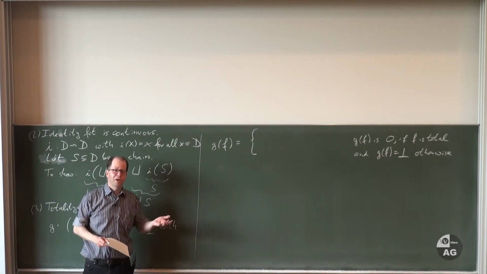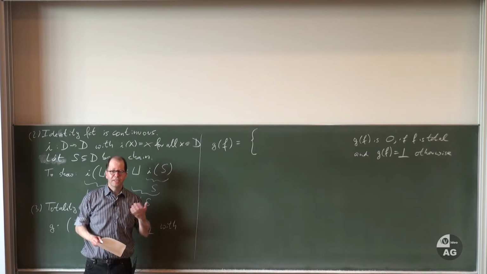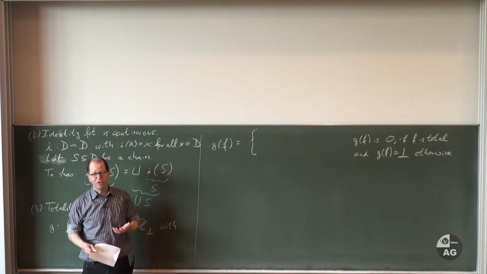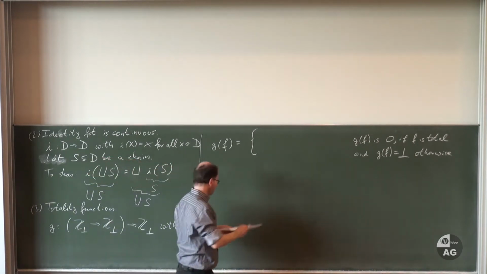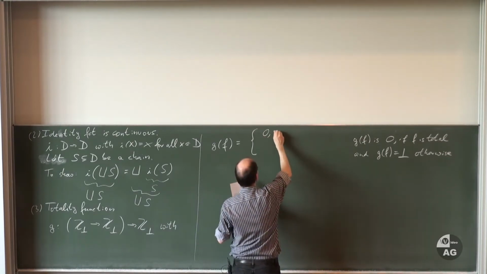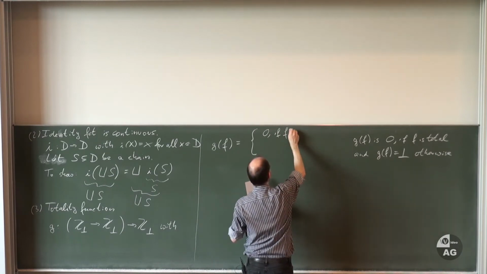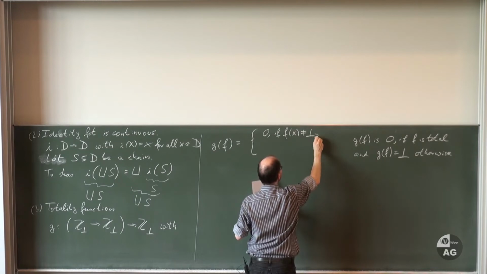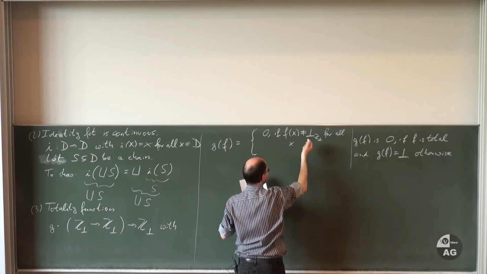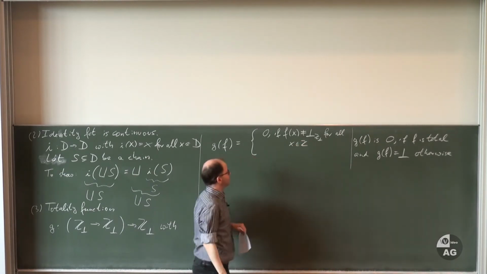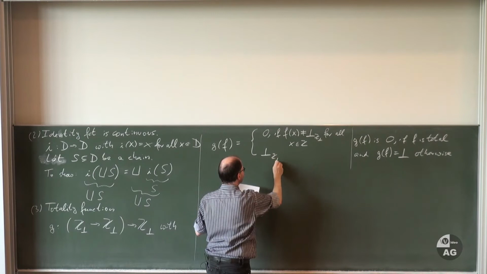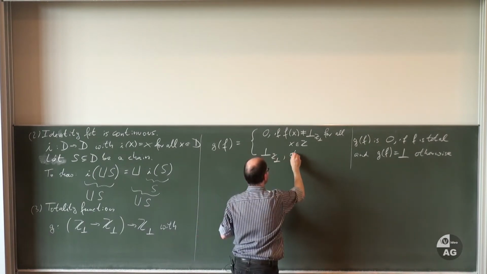So this doesn't solve the halting problem in the sense that this G always terminates. It's okay for G to not terminate, but if f is total, it should find it out. So it's a kind of semi-decision procedure for totality. So this returns 0 if f is defined everywhere. So f of x is not undefined for all x except bottom, so for all x from Z. And otherwise, G returns bottom.